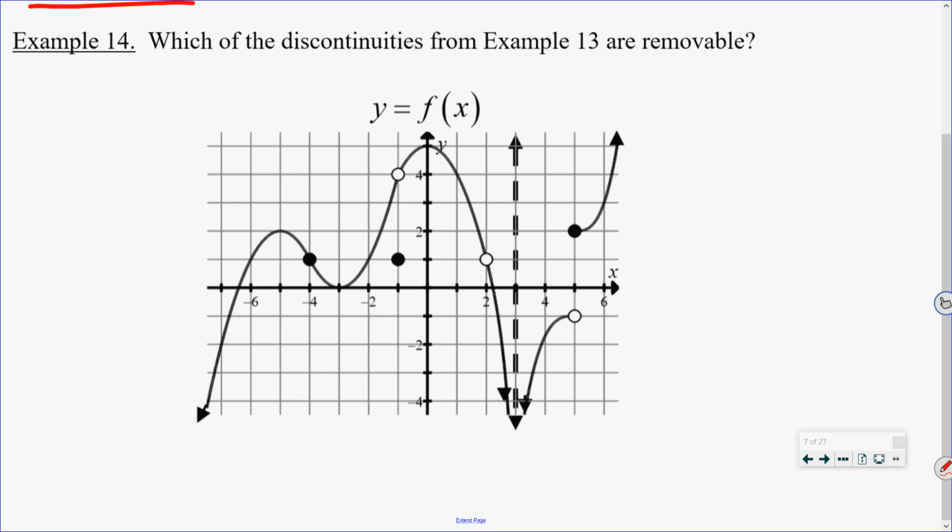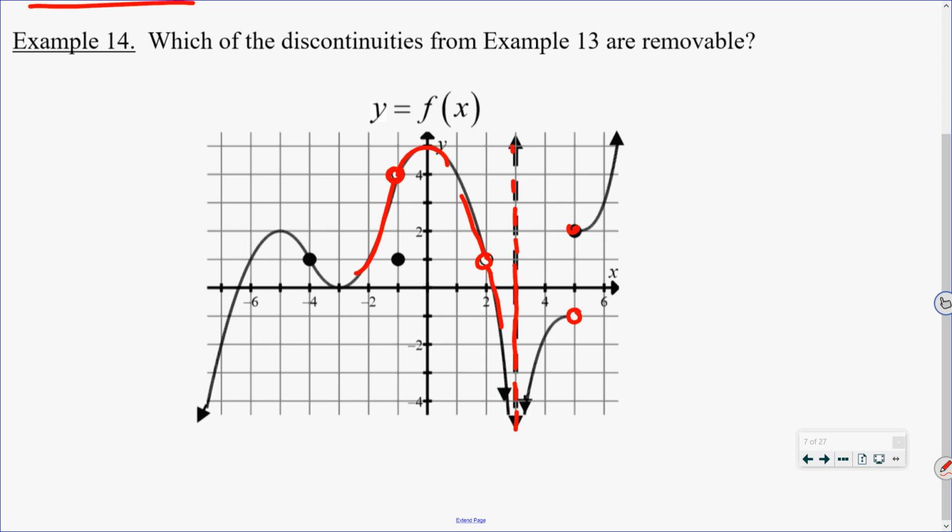So if you look right here, there's a limit at 1, right? It gets closer to 4, it gets closer to 4. It has a limit. That means it's removable, right? It's a hole in the graph. Right here, as I get closer to when x is 2, it gets closer to 1. So come from the right side, it gets closer to 1. So it has a limit, that means that it is removable. The vertical asymptote is non-removable. If you look over here at 5, that is non-removable. There's a big jump there.